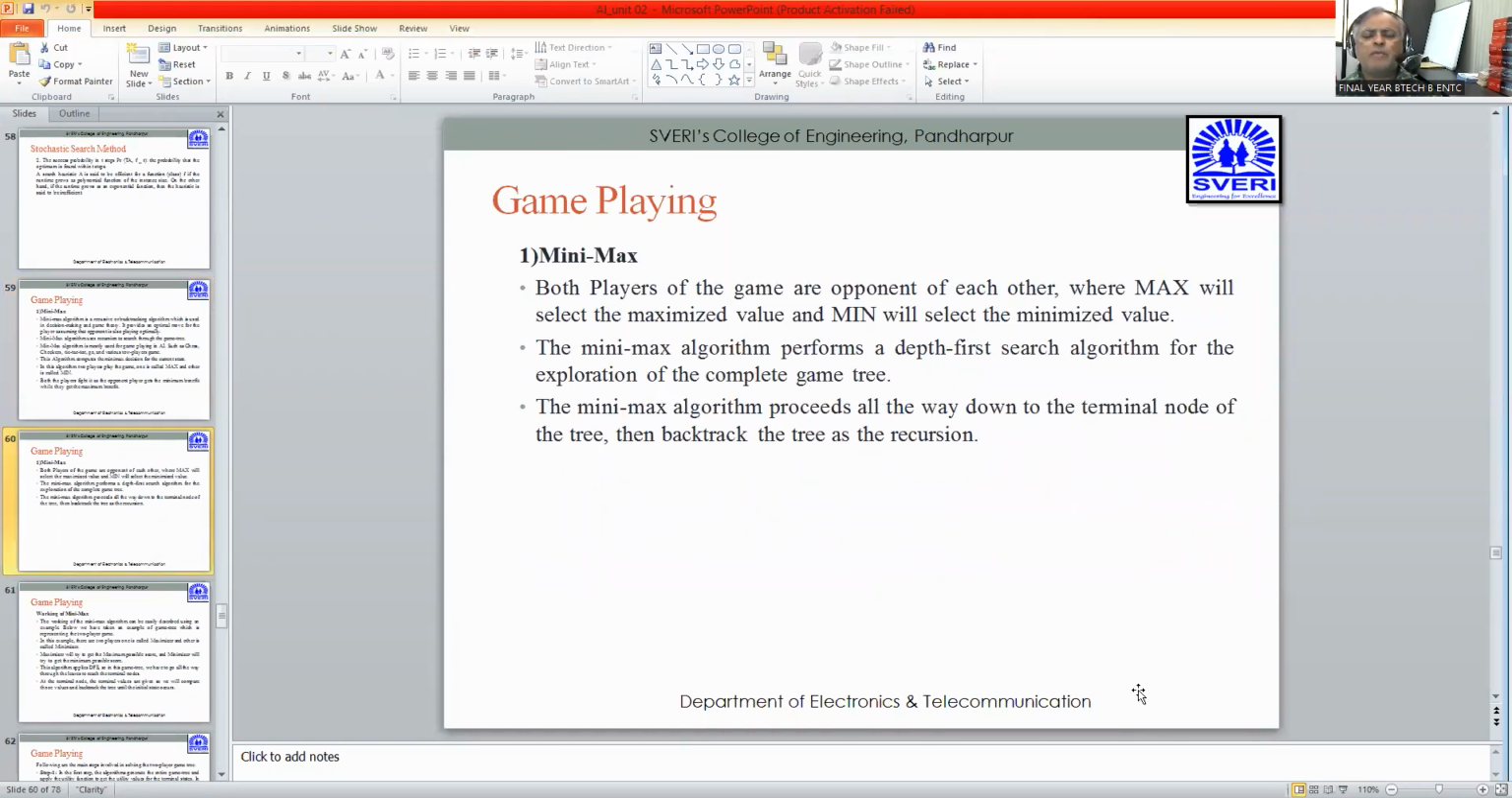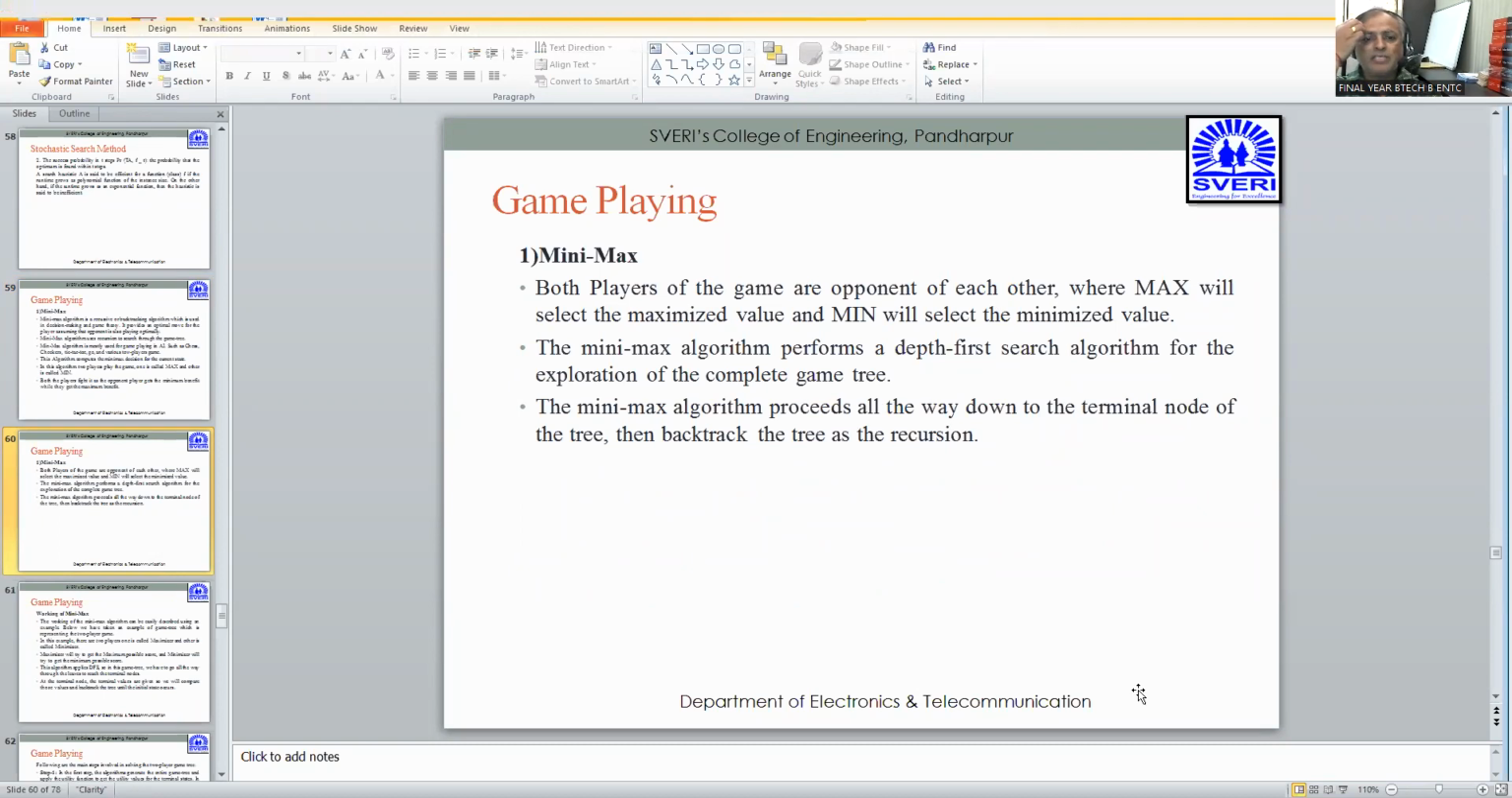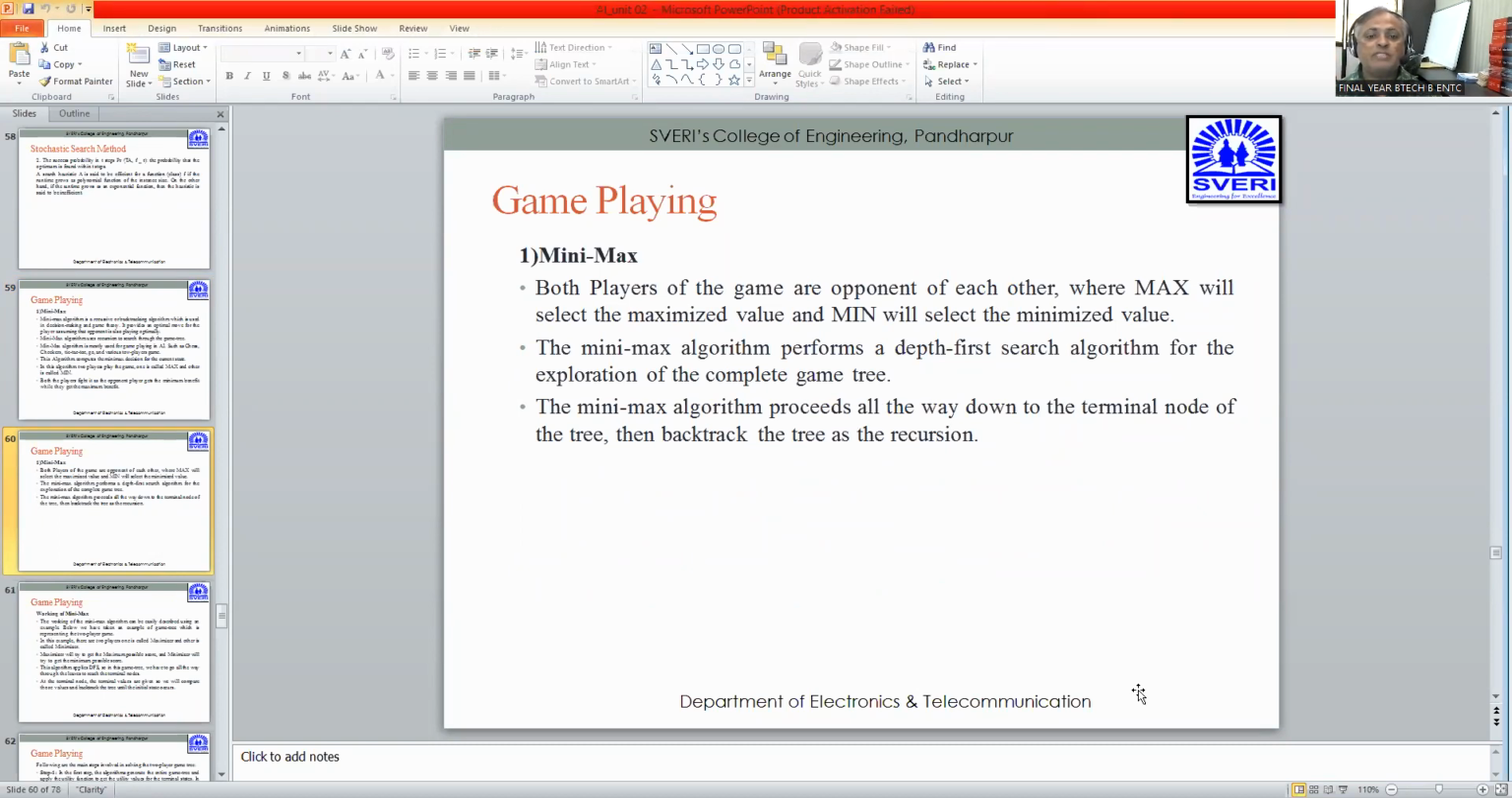Both players of the game are opponents to each other, where max will select the maximized value and min will select the minimum value. If max plays, it will select the maximum value. If the other opponent plays, it will select the minimum value. In this way, the game plays. One is max, the other one is min.